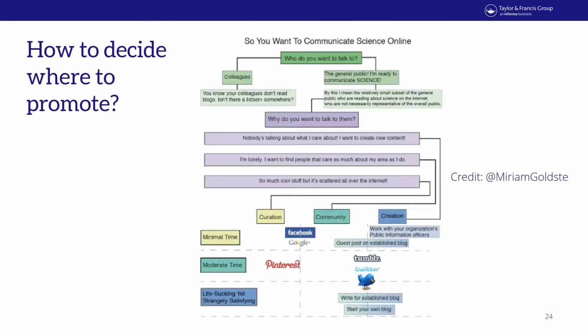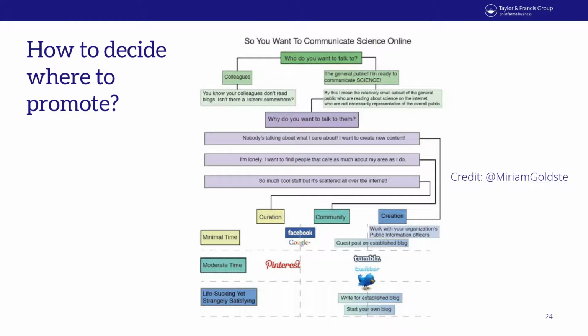And this is a few years old, but hopefully interesting as it gives the researcher perspective. This was published by Miriam Goldstein on the Soapbox Science blog, and it essentially breaks down in a fairly lighthearted way the decisions a researcher has to make when they choose to communicate their work. So on the right-hand side, the researcher has decided they want to communicate to the general public, or at least to those in the public that want to hear it.